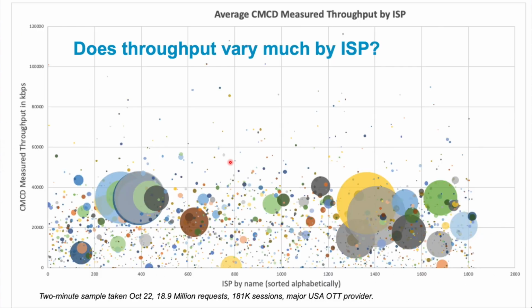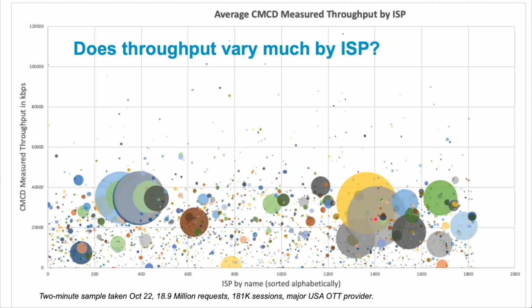You might also look for data. Does throughput actually vary much by your ISP or how you're connected? And ISPs are also important because CDNs have different points of presence within ISPs. So here I looked at a 2-minute sample of 19 million requests for a big OTT provider here in the USA. And I've just listed all the different ISPs alphabetically, A to Z here.